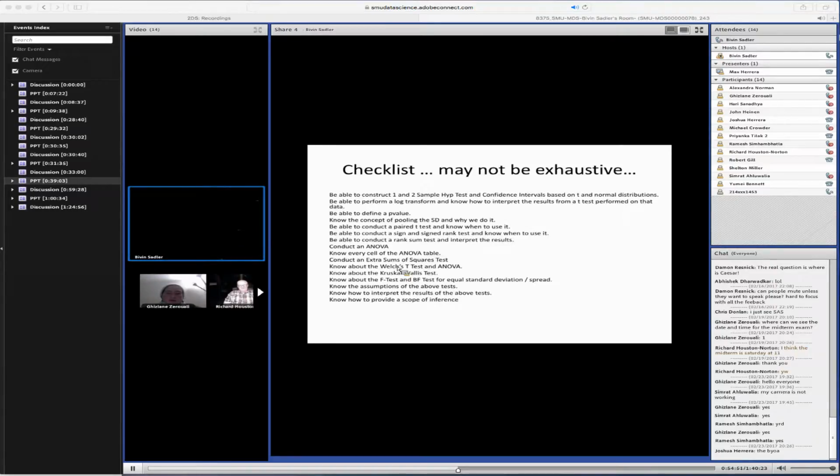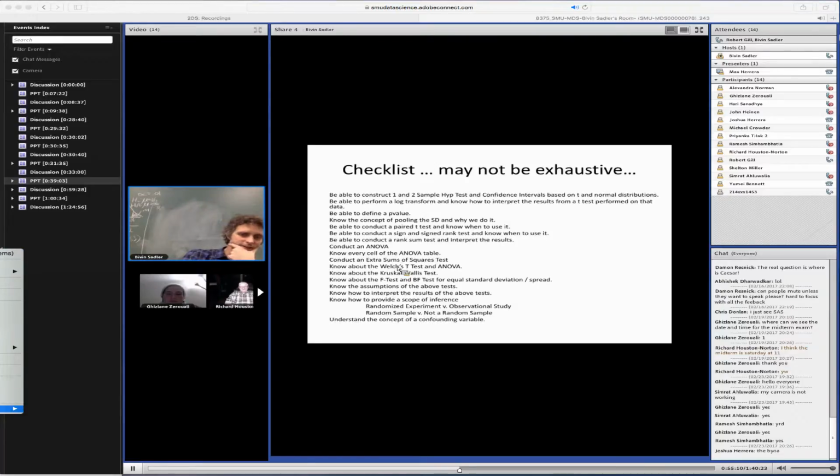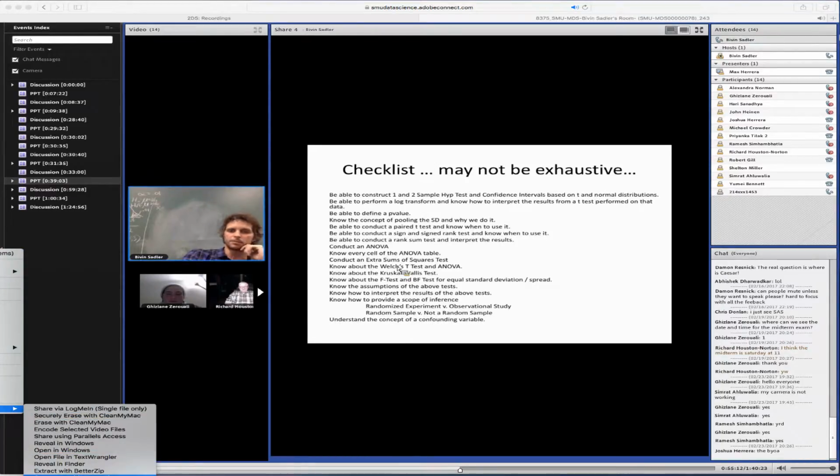Great. That's that 4 square. I think it's on page 9 or 6 or something. It's on one of those 2. Go back to Unit 1. Super important. Randomized experiment versus observational study, and random sample versus not a random sample. Understand the concept of confounding variable.